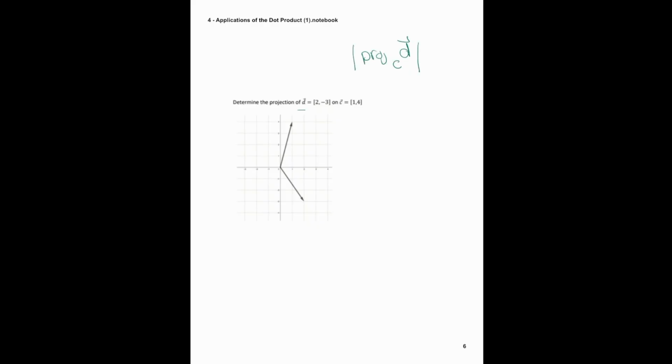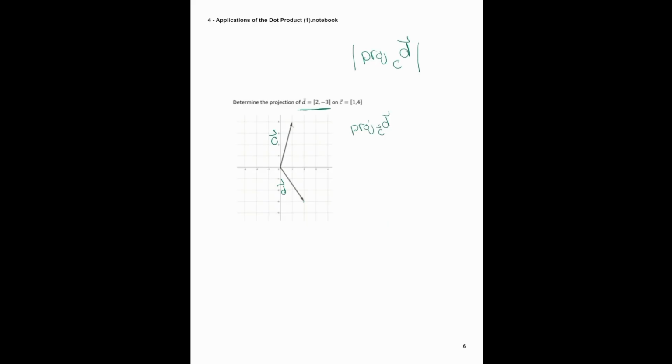So let's figure out, first of all, which one of these is which. So I know vector D starts at the origin and has a tip at 2, -3. So that's going to be this one here. Here's my vector D. There's the tip of it at 2, -3. And vector C then by default has to be the other one. But if we take a look, we see that it is actually at 1, 4. So let's use our formula. So the projection of D onto C.